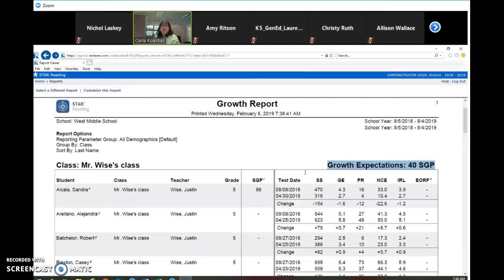If you're in math, yes. Nicole, if you have a speaker icon next to some of the scores, it means that for STAR Math, the test was read to them. We can't read it to them in reading, but in math you can.